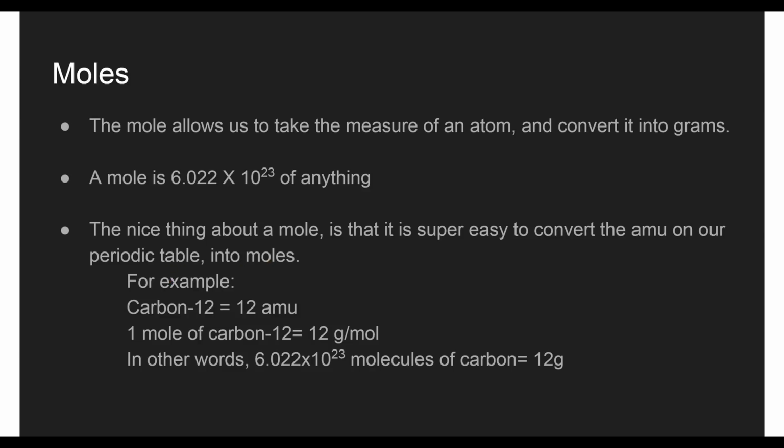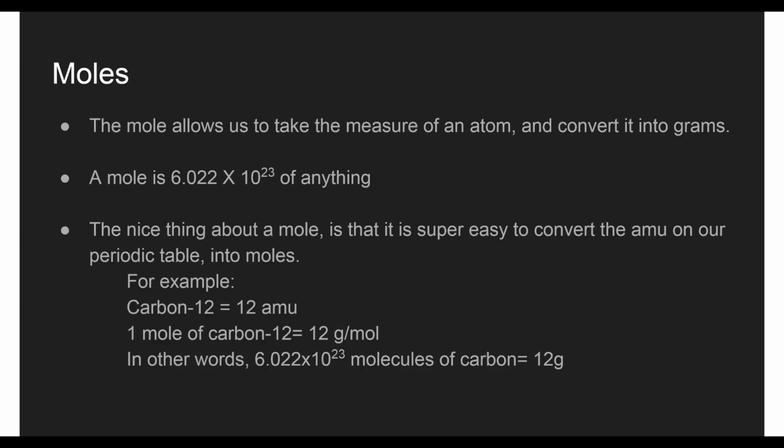So for example, carbon-12, the most abundant isotope of carbon, has an AMU of 12. Okay, 1 mole of carbon-12 is 12 grams per mole, meaning for every 6.022 times 10 to the 23rd atoms of carbon, it's going to be 12 grams. So if you have this many atoms of carbon, it's 12 grams. If I had 2 moles of it, it'd be 24 grams. If I had 3 moles of it, it'd be 36 grams.